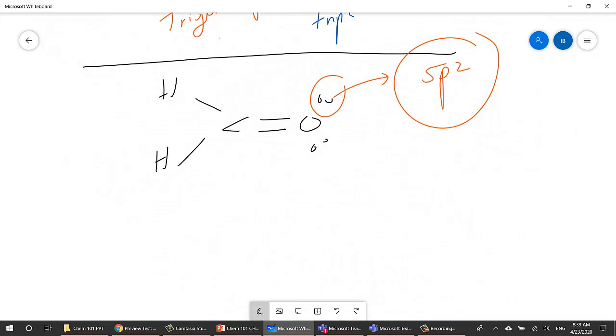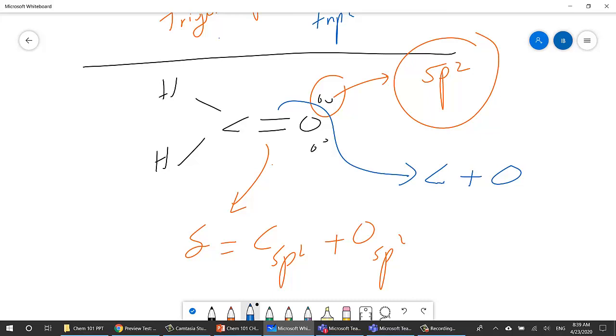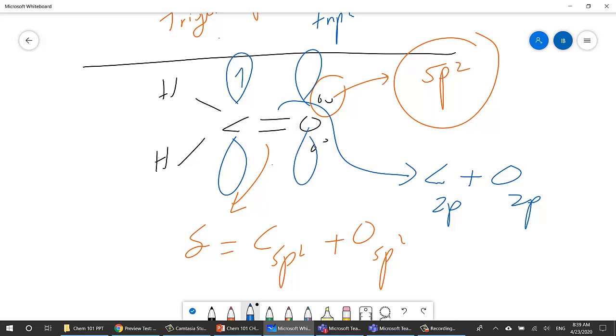And therefore, here you have 2 bonds. You have a sigma bond that is made between carbon sp2 plus oxygen sp2, okay? And we have also a pi bond. The pi bond is between the carbon and oxygen, but the pi bond is always between p orbitals, so this is a 2p orbital and a 2p orbital. It has 1 electron, and it's making the bond just like in the carbon double bond. Okay, but the lone pair is sitting in an sp2 orbital.